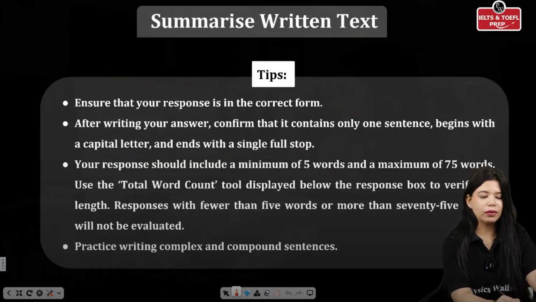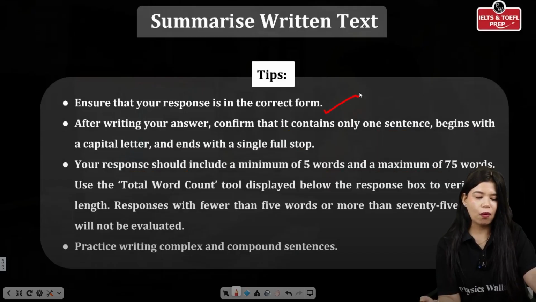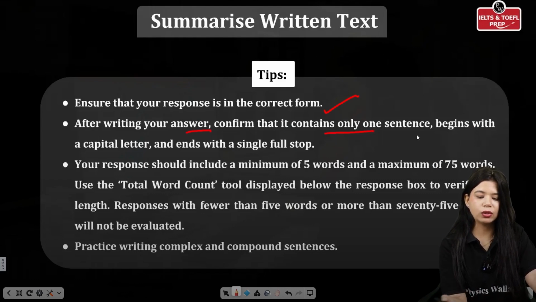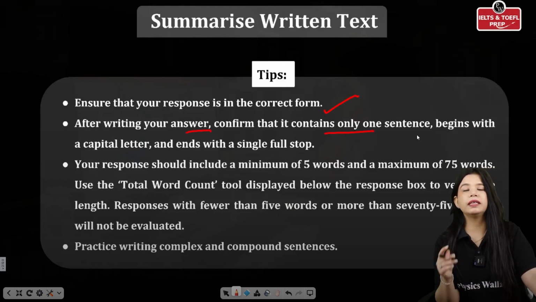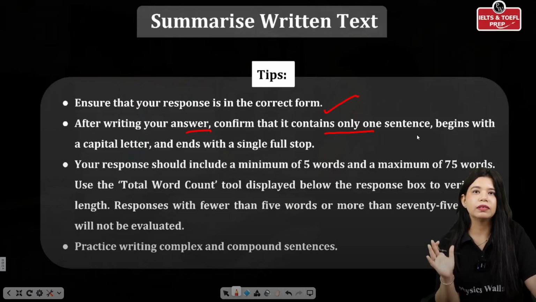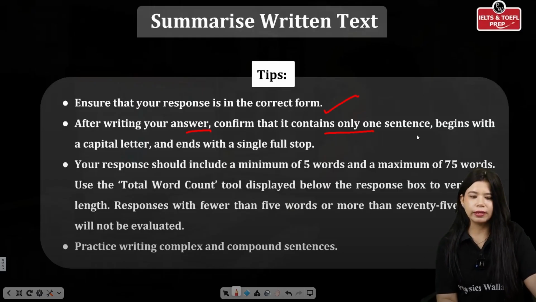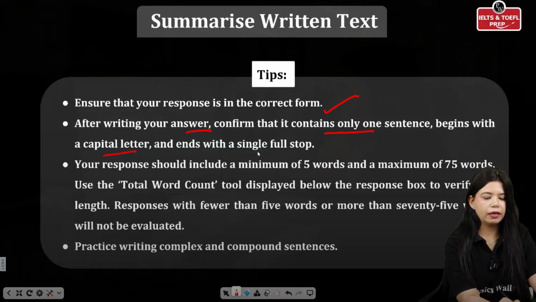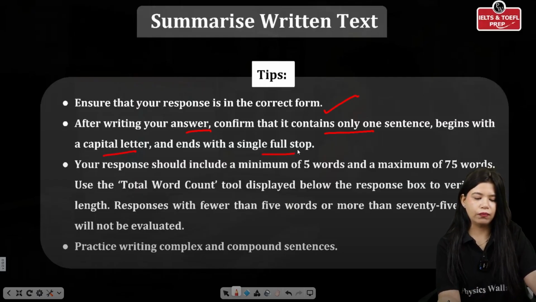Let's also understand some tips here. So ensure that your response is in correct form. That means the word limit is met. After writing your answer, confirm that it contains only one sentence. One sentence means simply that there should be one full stop at the end. Other than that, do not use a full stop anywhere else. That would simply be a disaster for this question type. So confirm that it contains only one sentence, begins with a capital letter and ends with one single full stop.